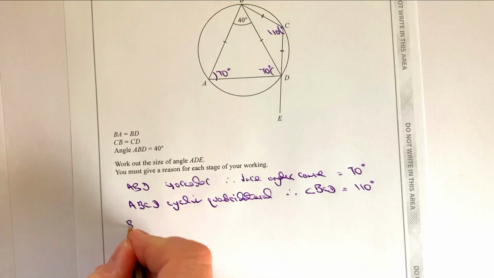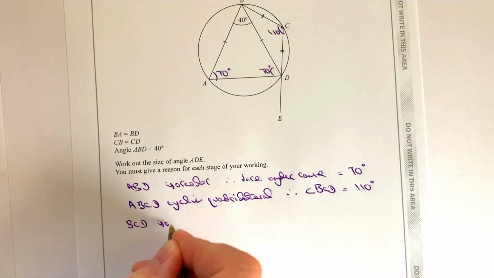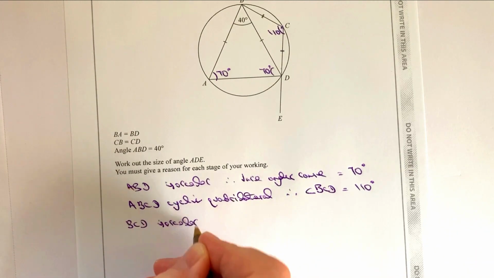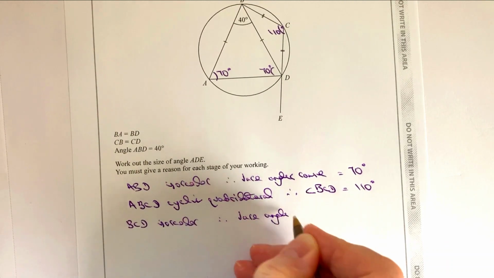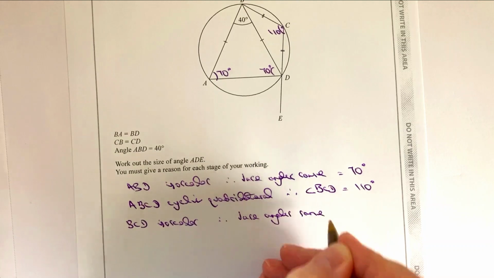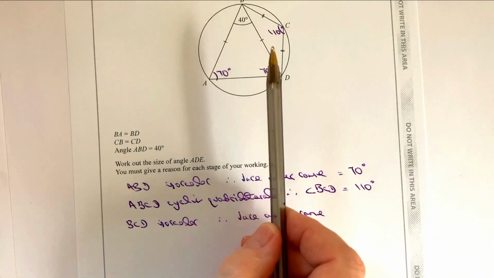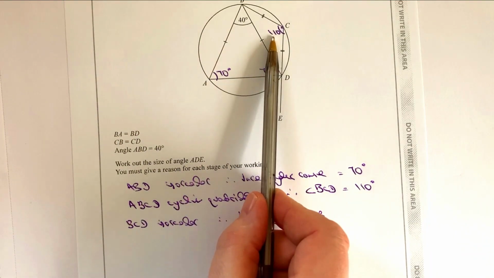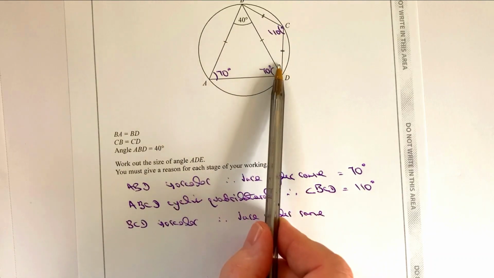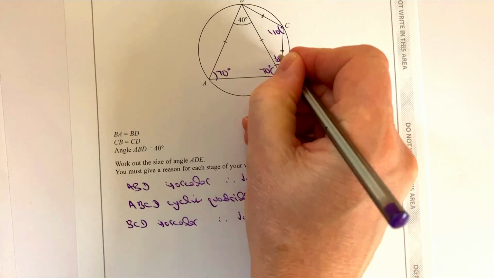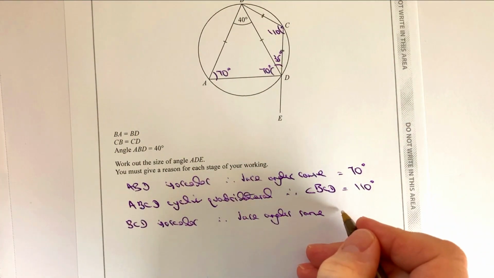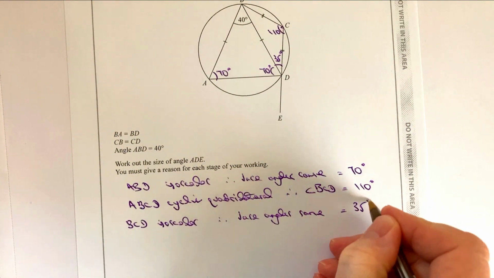So I'll just put in here BCD is isosceles, therefore base angles same. Okay, so if we just take 110 away from 180 and then divide by 2, it means this and this must be 35 degrees. So therefore that's going to equal 35 degrees.